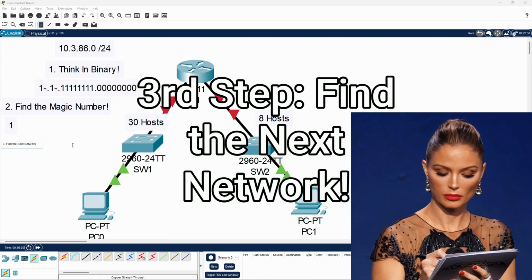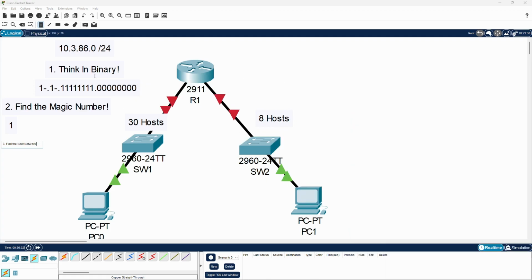Given that is the subnet mask, and that is the address allocation we've been given, we can know what the next network is by just applying this magic number to the exact octet that we found it in. And what octet is that? That's the third octet of this IP address.